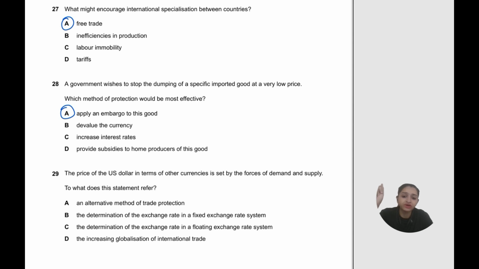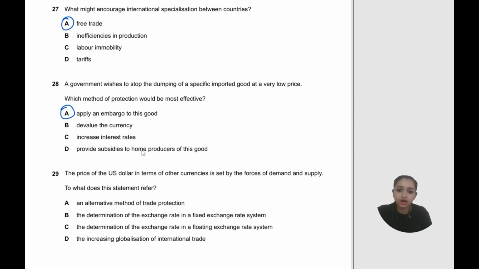D option is provide subsidies to home producers of these goods. Again, if you give the subsidies to the home producers, it's not the most effective way. Why? Because you're trying to create competition between both. Now, dumping activity results in selling below the cost price of the goods manufactured, right? So even though the government is providing them subsidy, they might not be as competitive as the other country who is dumping the goods. So it's not the most effective way.